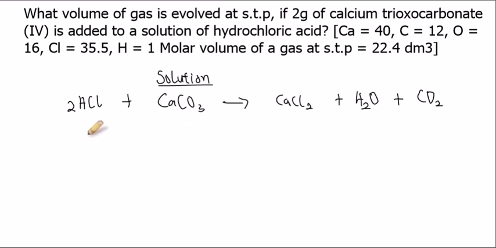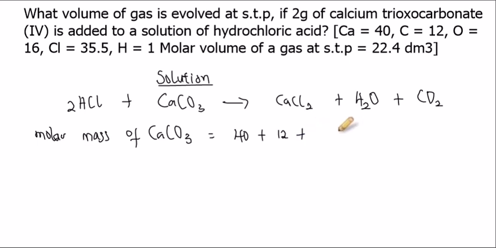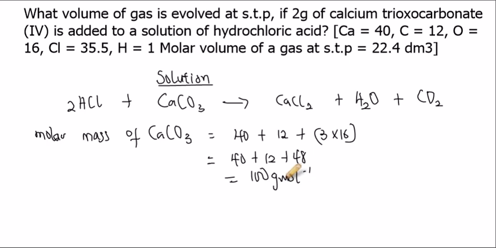Calcium trioxocarbonate 4: the molar mass equals the sum of the atomic masses of the elements present. So for calcium, the atomic mass is 40. Then carbon we have 12, and oxygen is given to be 16. We have 3 atoms present, that's 3 times 16. So adding this, we have 40 plus 12 plus 48, which is equivalent to 100 grams per mole. So we've gotten this to be 100 grams per mole. Then the mass of calcium trioxocarbonate 4 from the question is given to be 2 grams.